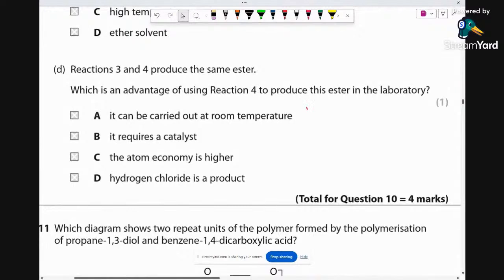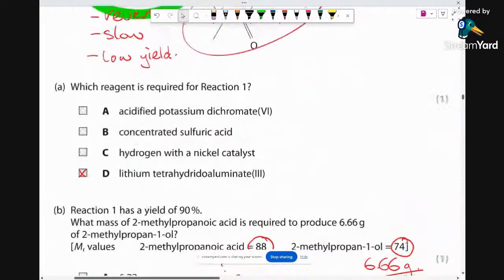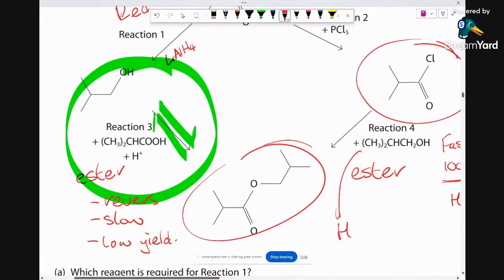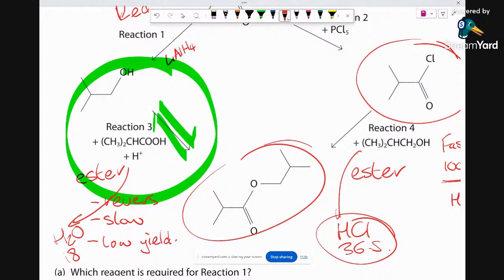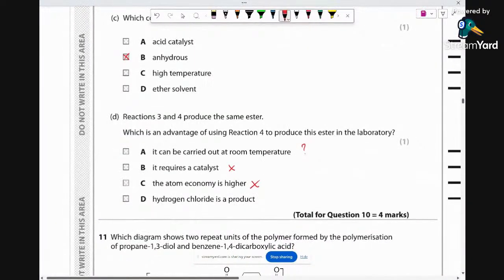This is correct. It requires a catalyst. No, it doesn't. The atom economy is higher. Atom economy is higher? Well, this one will spit out a byproduct of HCl. This one spits out a byproduct of water. Mr's 18, 36.5. It's got a worse atom economy. It's got more Mr coming out as waste. So it doesn't have a better atom economy. The hydrogen chloride is a product, but that's not an advantage, that's a disadvantage.